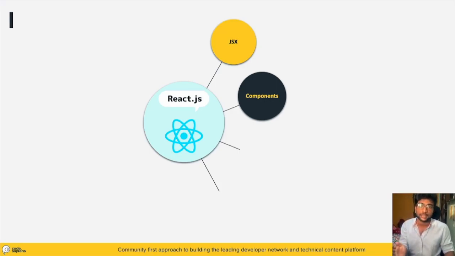So components are nothing but plain JavaScript functions. That's it. There are two types of components, class based and functional based. But after React version 16, after the release of React hooks, now everything is functional. So a component is nothing but a function which is returning JSX code. That's it, right?